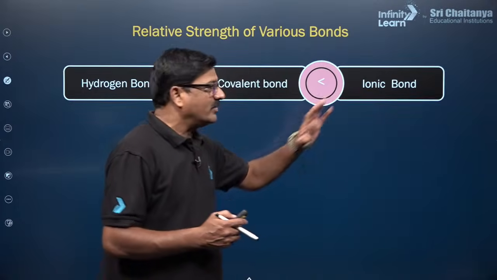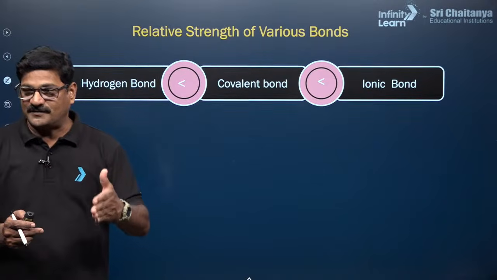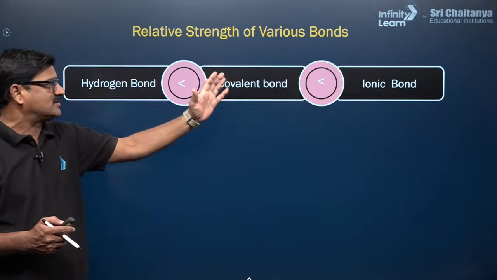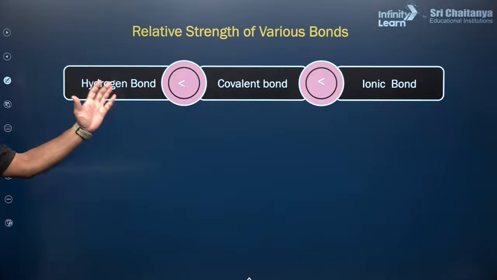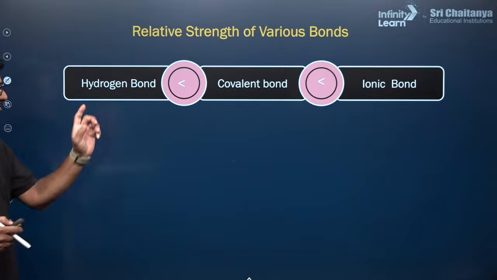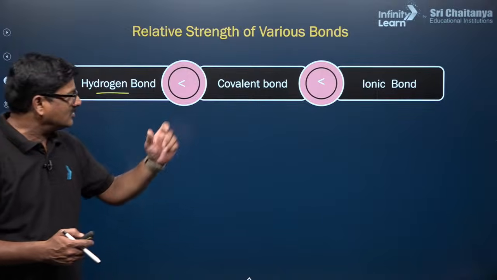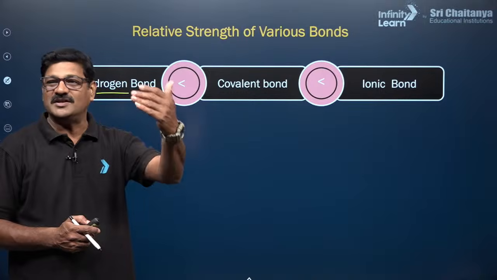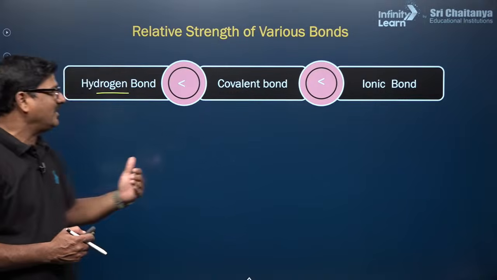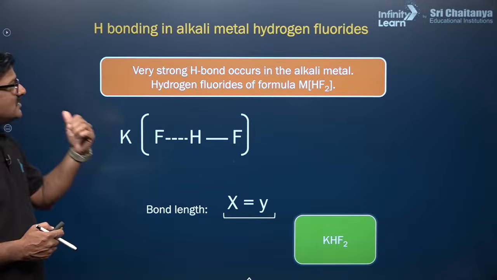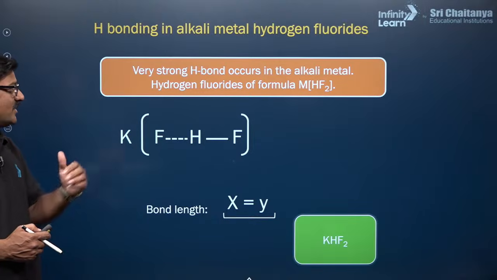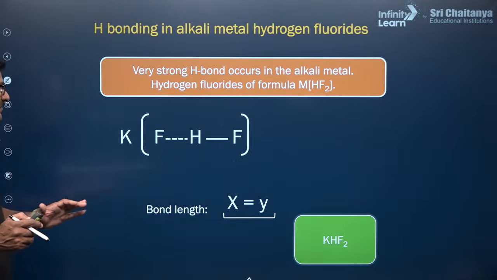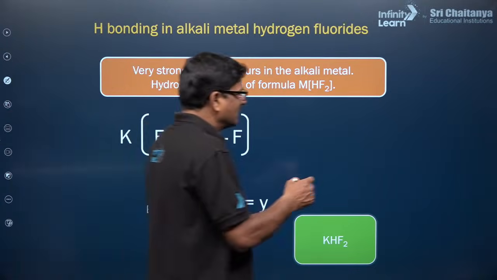And you know, ionic force of attraction, the ionic bond is strong as compared to the covalent bond, as compared to the hydrogen bond. So the hydrogen bond is the weakest. Among the covalent bond and the dative bond, the polar bond can be broken more easily than the non-polar bond. Anyways, you can see very strong hydrogen bonding in alkali metal hydrogen fluorides.